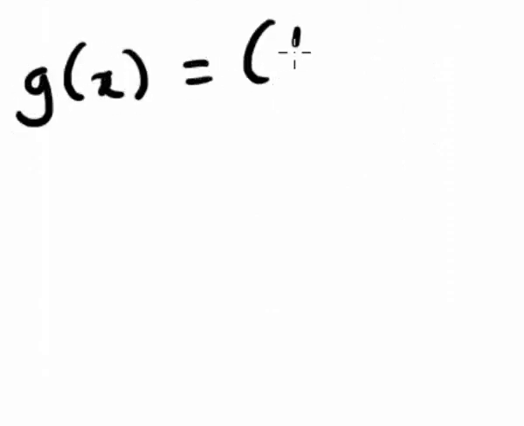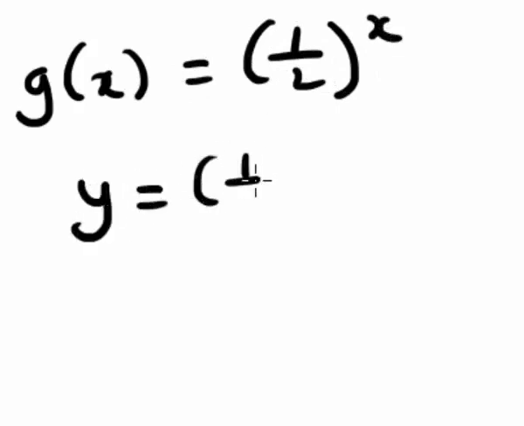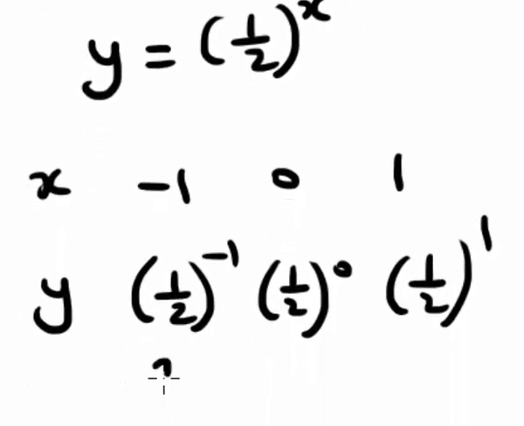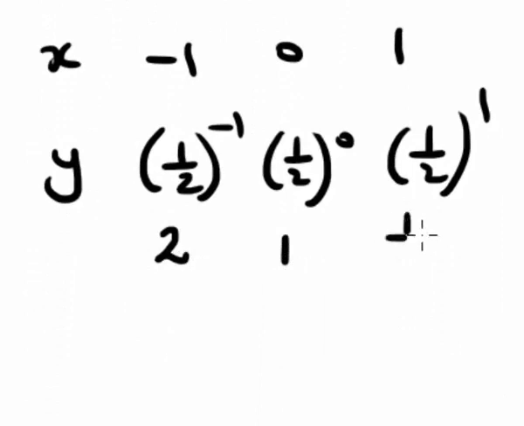Have a look at another one. Let's make a g(x) now, for something different, equal to a half to the exponent x. So that's y is a half to the x. Let's pick some values and sketch this graph: minus 1, 0, and 1. So what would the y values be here? Half to the negative 1, a half to the 0, and a half to the 1. You can work it out as 2, 1, and a half.